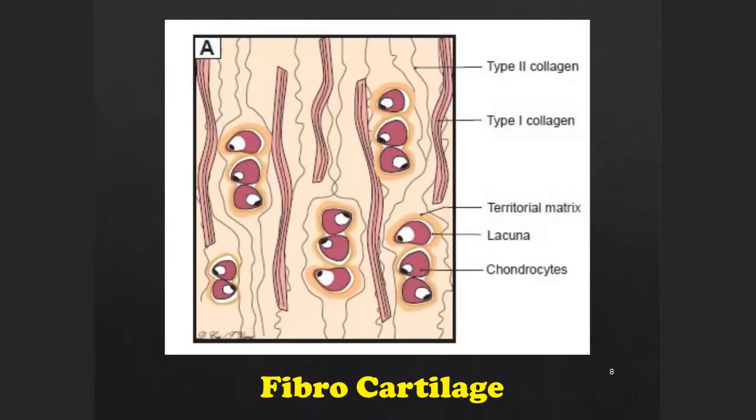Then comes your fibrocartilage. Fibrocartilage will have your type 2 cartilage. The main component in the fibrocartilage is your type 1 cartilage. So it will have type 1, and it will have your type 2 normal cartilage. Then it will have your lacunae and chondrocytes. That would be the same. So this is the picture.